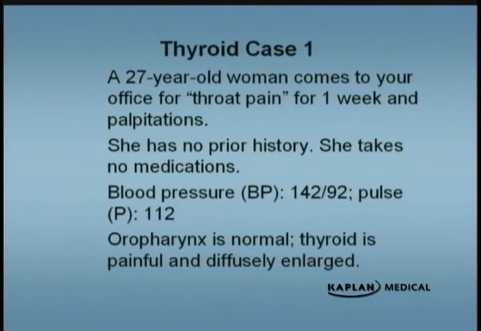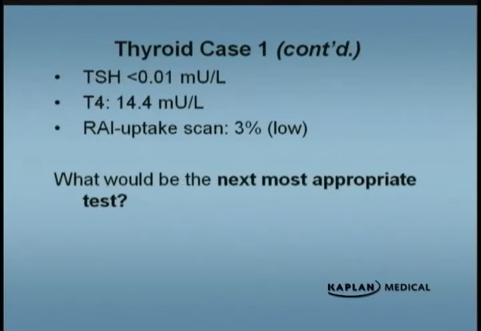She takes no medications. The blood pressure is 142/92, so it's a little bit elevated. The pulse is 112, it's elevated. The oropharynx is normal. The thyroid is painful and diffusely enlarged, so you question the diagnosis here. You don't know what's going on. The TSH is low. The free T4 is 14.